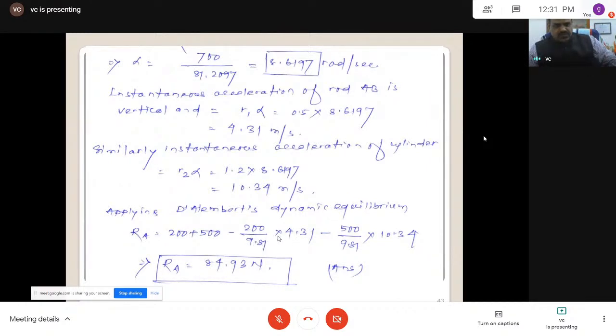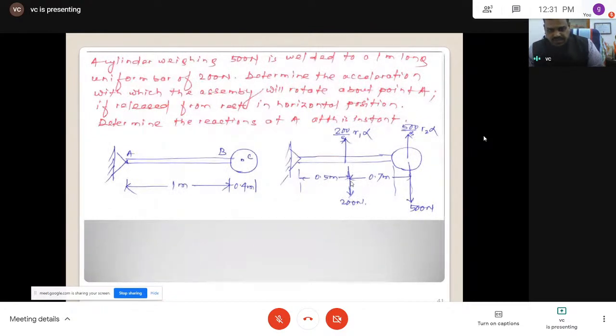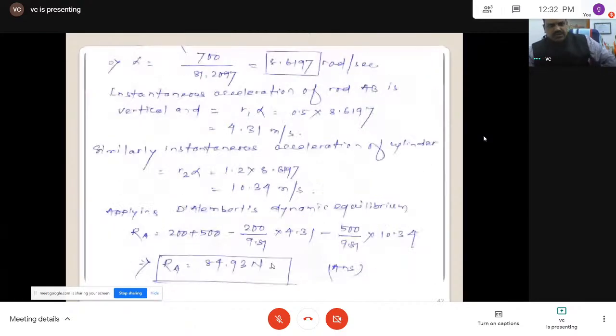Mass into R alpha, mr into alpha. M into g is the weight: m by g, weight is equal to W by g, into R alpha. The first mass and second mass: one is acting here and this one is acting in this direction. That's why if one is positive, obviously the other is negative. This is what the positive and negative values are, and find out the total reaction.